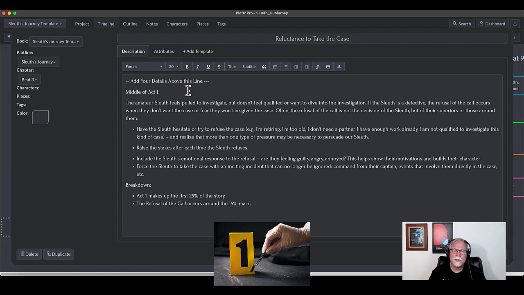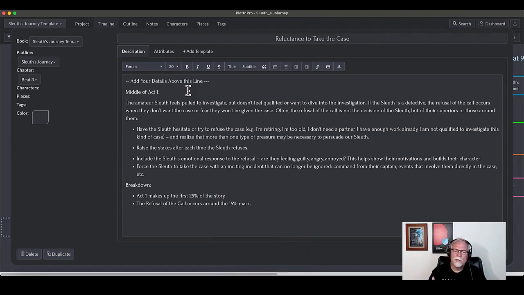It's somebody else's call. They don't really have a choice, but we're going to make it seem like they do. The sleuth can hesitate. They can refuse the call more than once. If they do refuse the case more than once, raise the stakes after each time they refuse and make it harder and harder for them to say no.